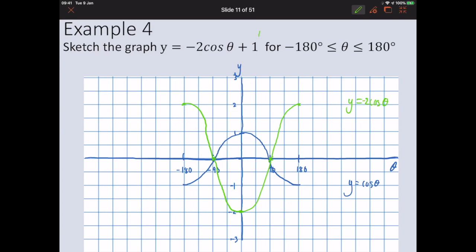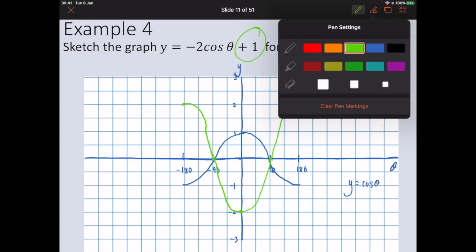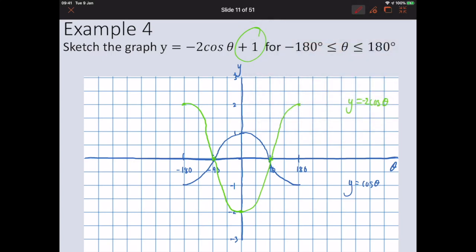And then what does that plus 1 do? That plus 1 moves everything up another 1 on the y-axis. So I'll get a red ink for the last one. So all of these points that we've just drawn need to get moved up 1 in the y. So we're going to be there, up 1, up 1. We're going to get this shape. So finally, there is the graph of y equals minus 2 cos theta plus 1.